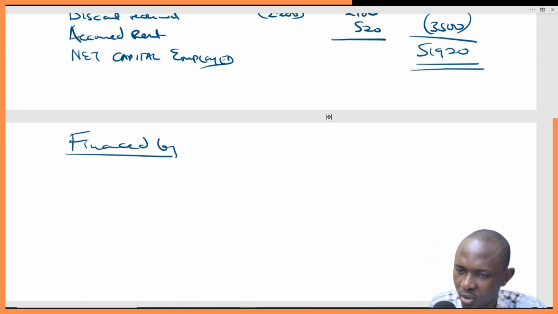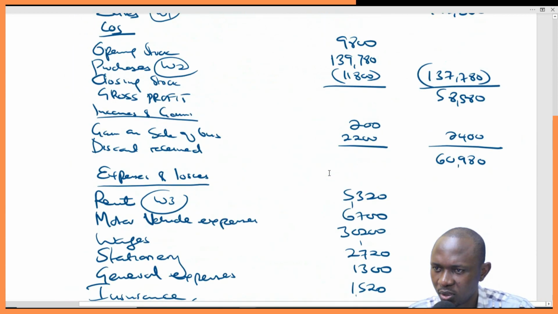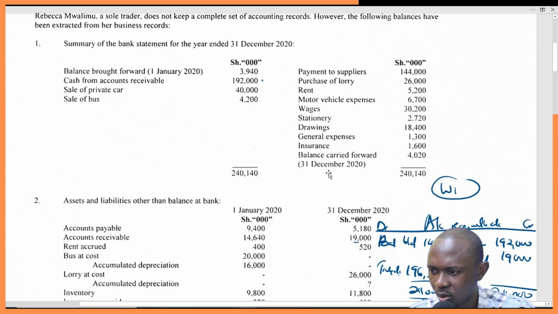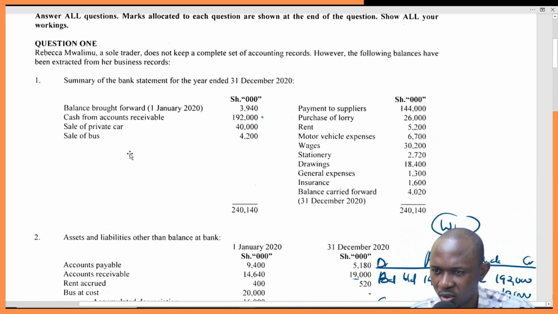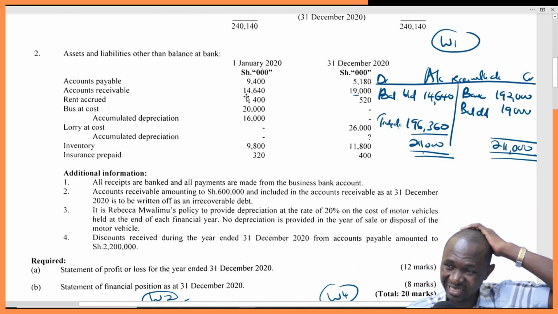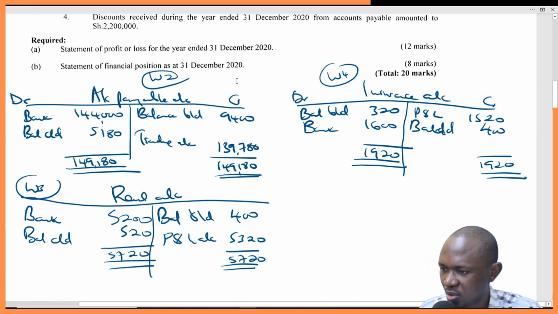So we'll have the capital, financed by capital. So what is the capital? How do we compute capital? Are we given the capital? You don't have the capital, but that's not a bother. If you don't have the capital, just check how they started that year. You can see 1st January 2020. So let's get the assets less the liabilities as at 1st January 2020, and we'll have our capital.